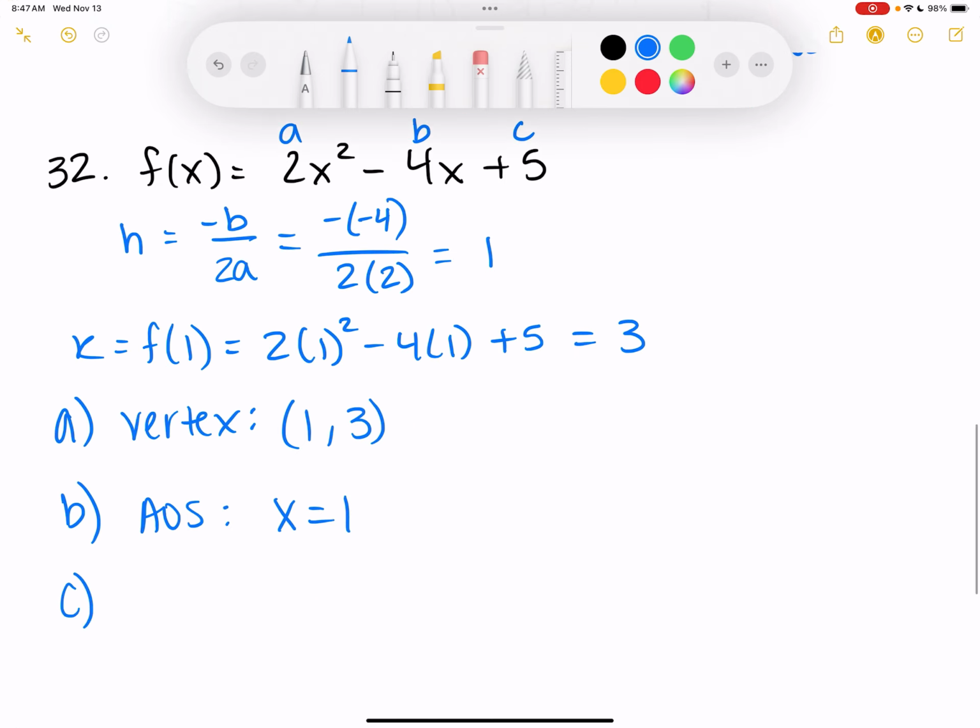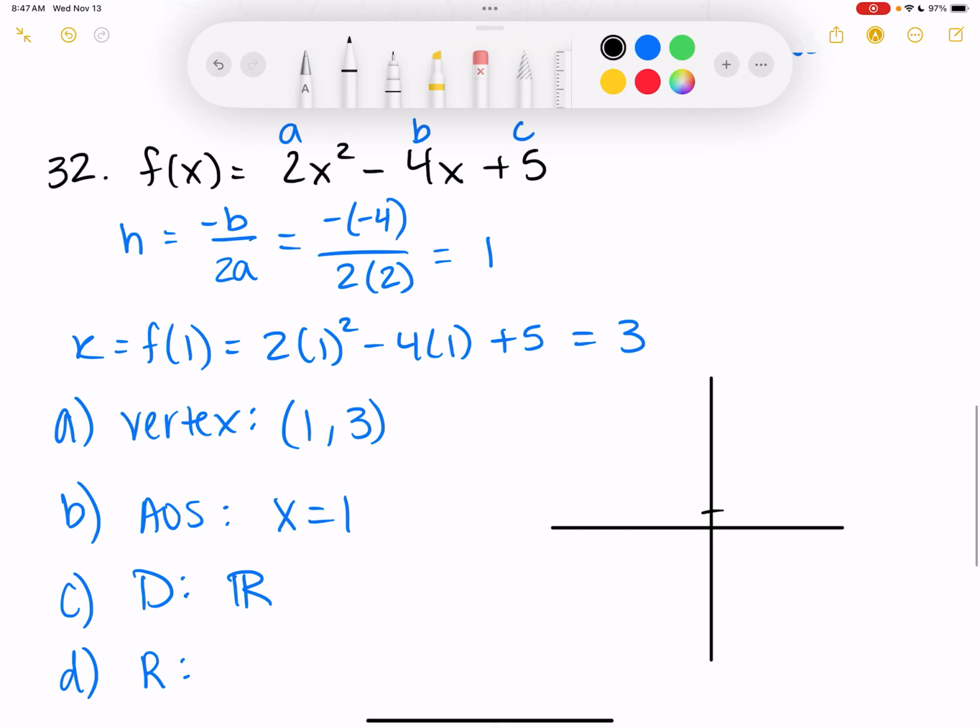Domain, all real numbers. And range we'll do after we graph it. Which way does this one open up? Yes, up. Trick question. All right, so axis of symmetry at x equals 1. Vertex at (1, 3).